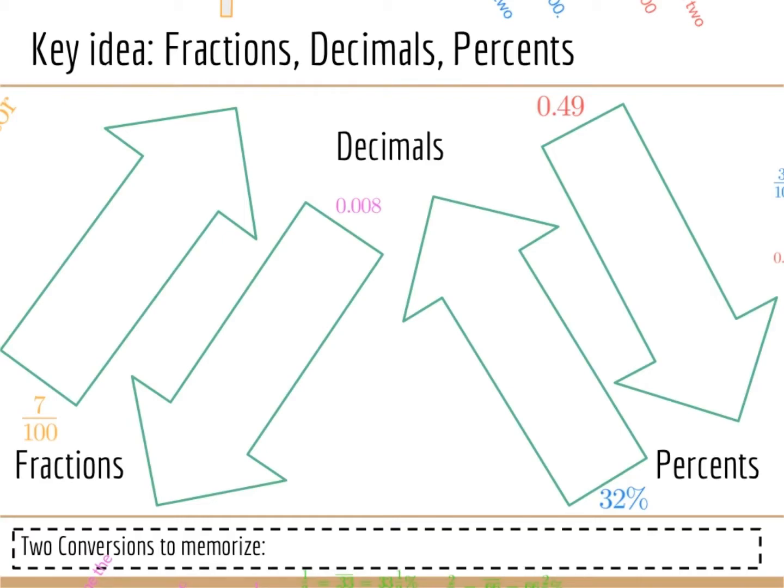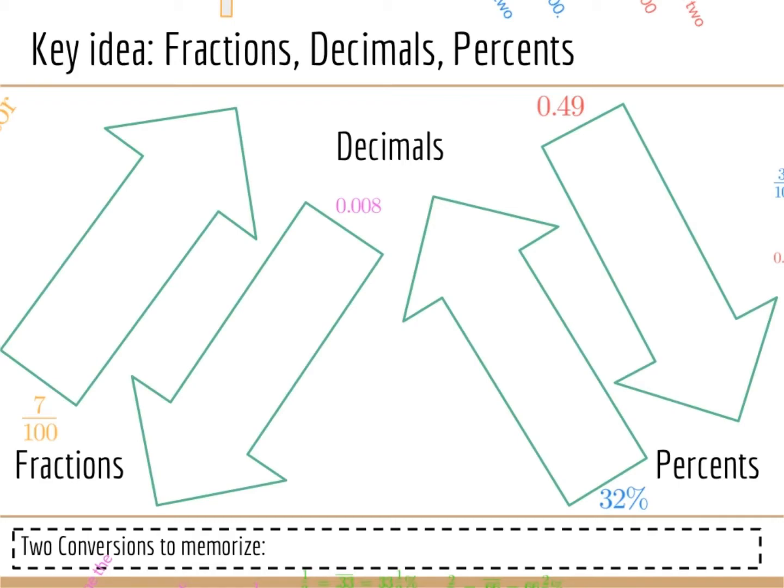So we've got a nice flow chart set up here that's going to allow us to flow from fractions to decimals and percents and back the other way. So I'm going to start on the left-hand side arrow where we're talking about going from fractions to decimals. The fraction I've chosen is 7/100ths. So I'm going to convert 7/100ths to a decimal.